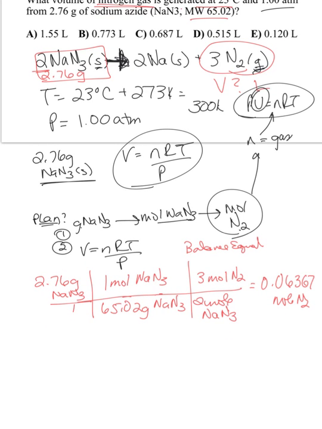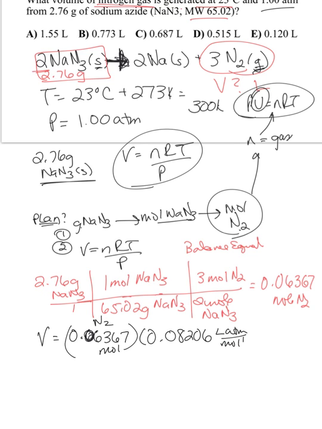Now I can put that in for n. So let's solve for volume equals 0.06367 mole of N2 times R, 0.08206 liters atmosphere per mole Kelvin. And then temperature is 300 K, and your pressure is 1 atmosphere. And the units should cancel: moles, moles, atmosphere, atmosphere, Kelvin, Kelvin.